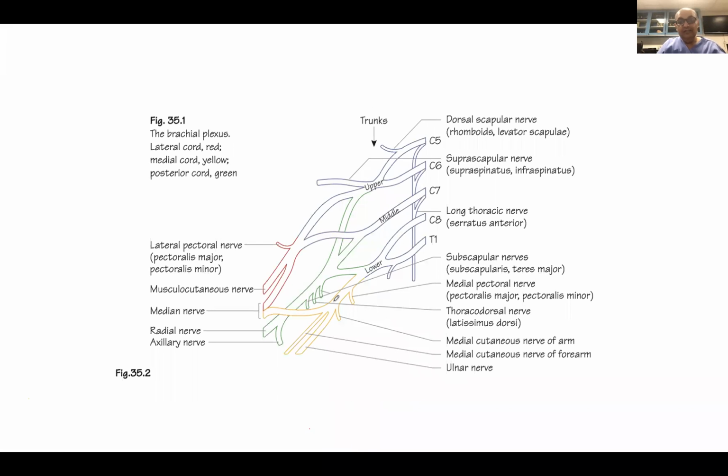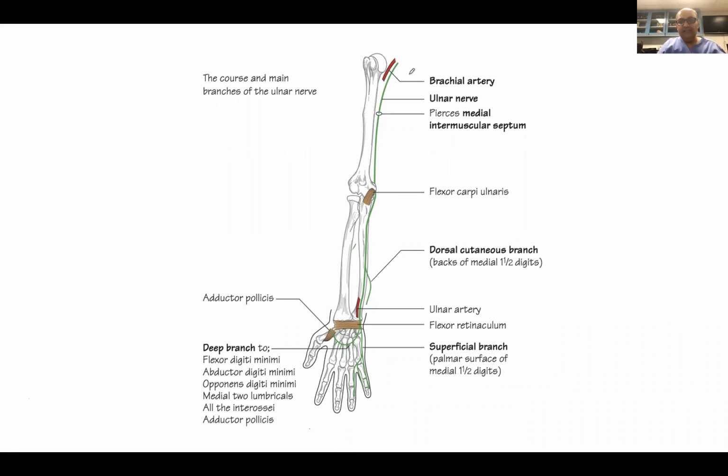Now this is the brachial plexus. We are good with that. Yes, let's quickly revise. You are looking at the ulnar nerve. You can see that the ulnar nerve is coming, going so close. It's medial to my ulnar artery.